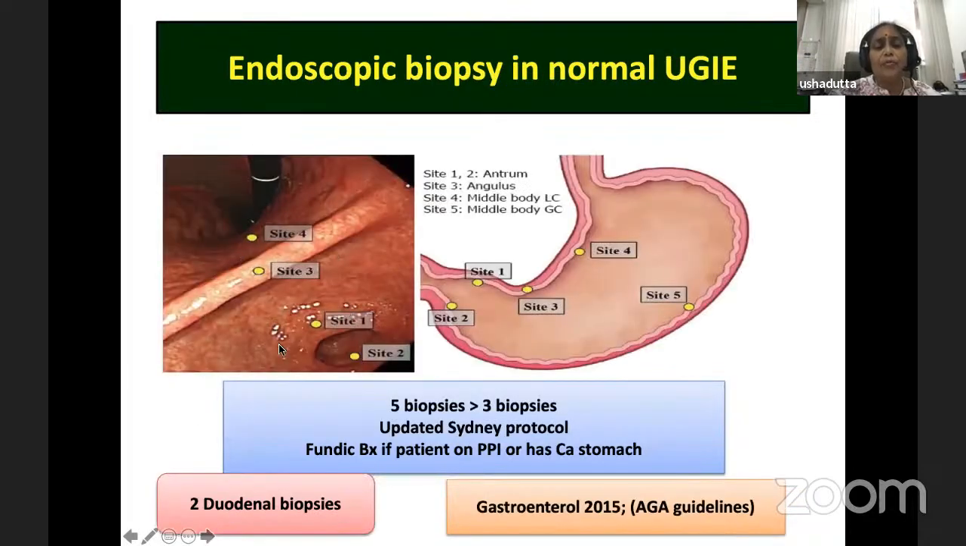When you do an endoscopy, it's very important, by the Sydney Convention, to take biopsies from the antrum, from the incisura, as well as from the body. These are done so that we can pick up H. pylori, we can pick up pangastritis versus antral gastritis, and we can pick up early metaplasia, which starts at the incisura. So a minimum of 5 biopsies, and a fundic biopsy if the patient is on PPI or has CA stomach. This will help us in picking up any evidence of H. pylori sitting in the stomach.